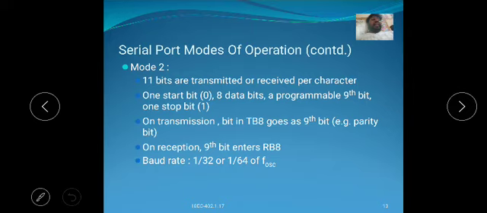11 bits are transmitted or received per character: 1 start bit 0, 8 data bits, a programmable ninth bit, 1 stop bit. On transmission, the bit in TB8 goes as the ninth bit, for example a parity bit. On reception, the ninth bit enters RB8. The baud rate for mode 3 is variable.